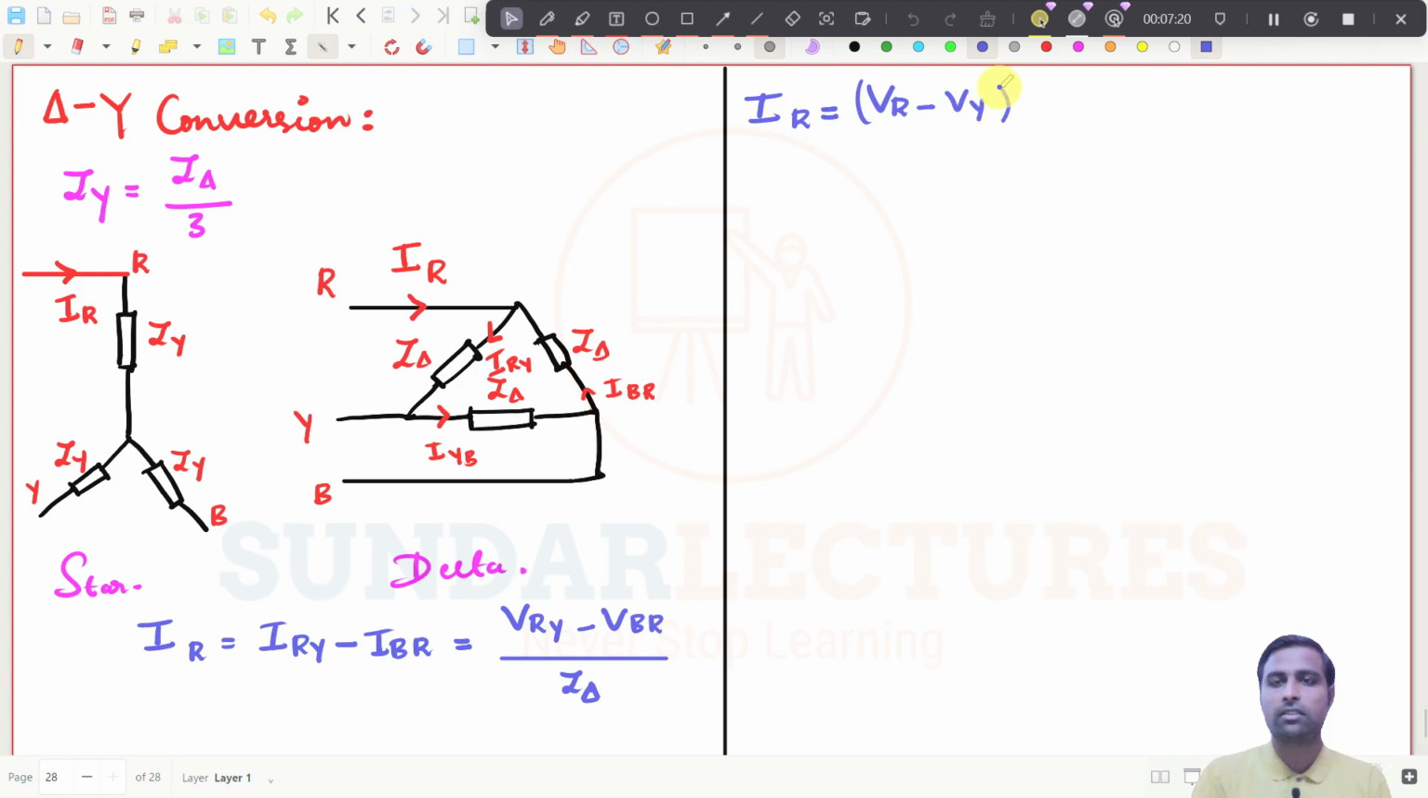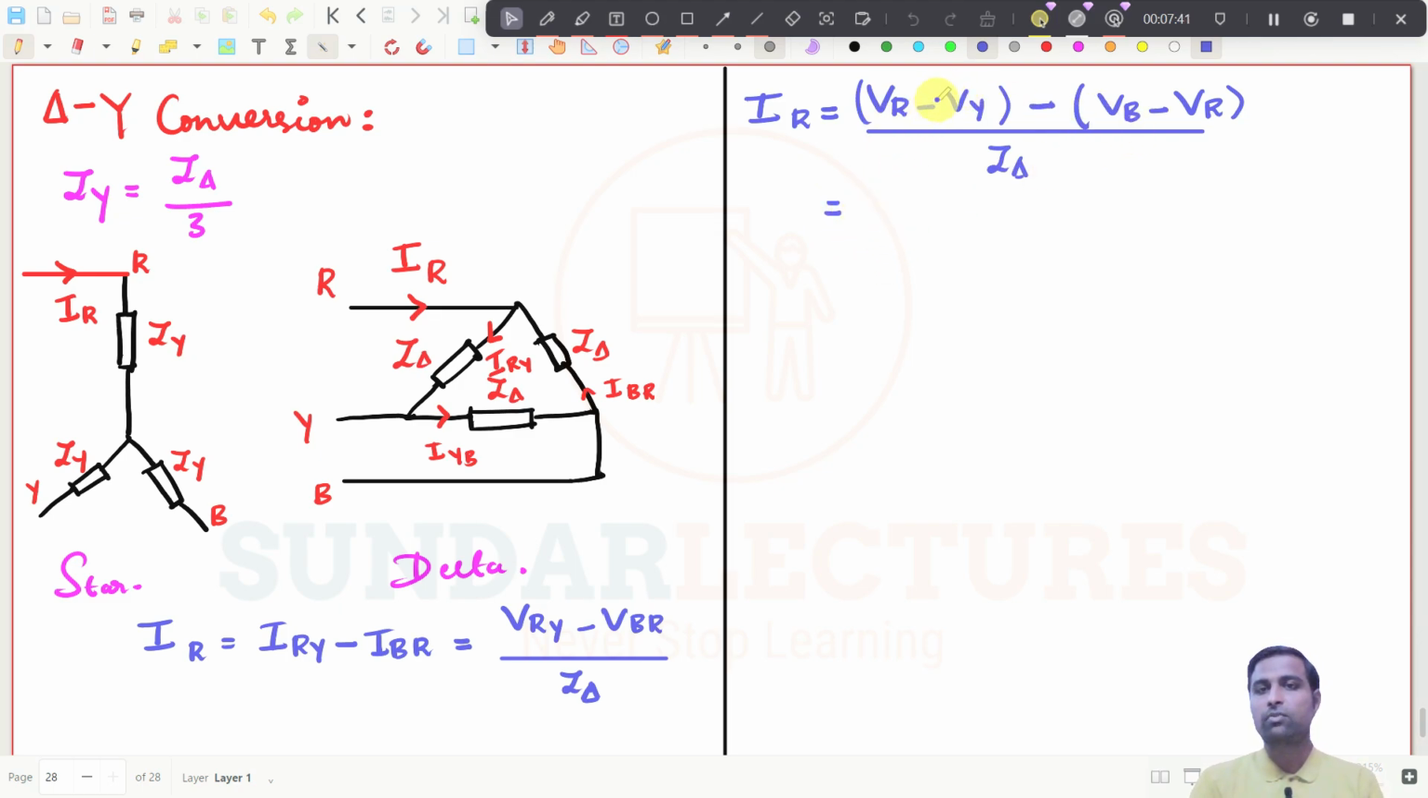We know this one. This is what we have seen in star connected systems, right? Then, put minus, what is V_BR? It is V_B minus V_R, whole divided by Z_delta, right? If you simplify this, the minus becomes plus. So what I am getting here is 2 V_R, and then minus V_Y minus V_B, the whole divided by Z_delta. I have written the equation like this.